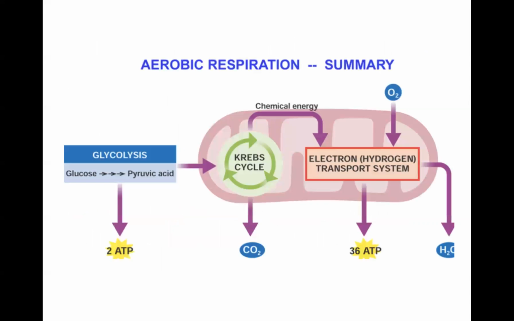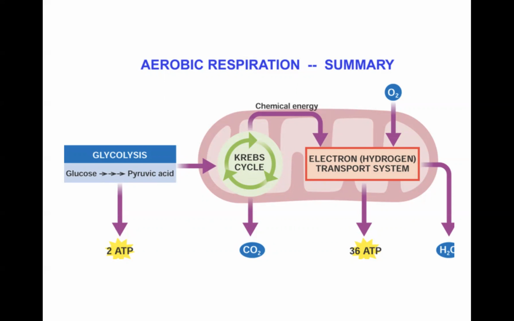This is just another image of our summary of what happens during aerobic respiration. Glycolysis starts by breaking down glucose into pyruvic acid. We get our 2 molecules of ATP. The Krebs cycle generates another 2 molecules of ATP. The electron transport chain is going to generate 32 molecules of ATP for a grand total of about 36 molecules of ATP being generated, right?